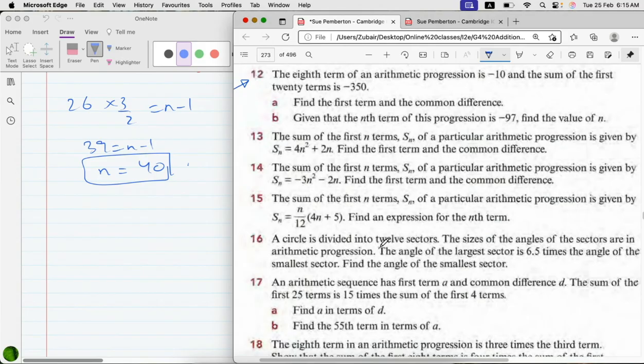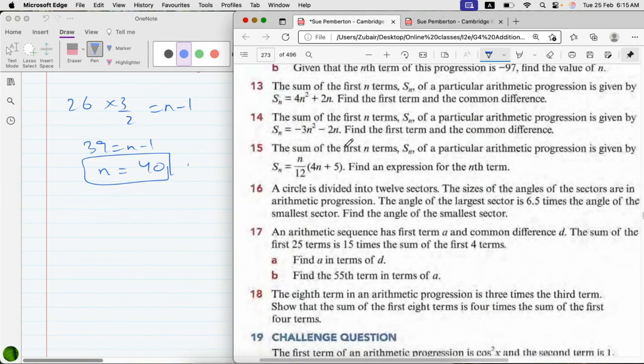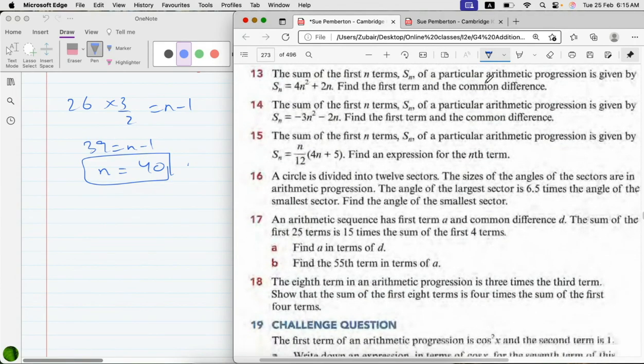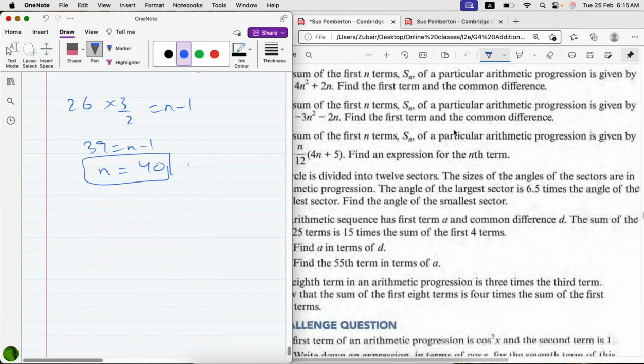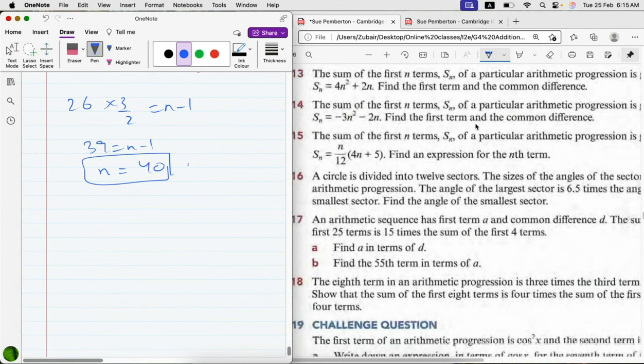Look at question number 13. The sum of the first n terms of a particular arithmetic progression is given by this. Find the first term and common difference. Sum of terms is given 4n square plus 2n. So if we just substitute 1, that is sum of the first one term. Therefore, a is equal to 6.